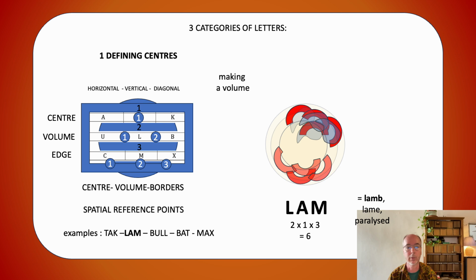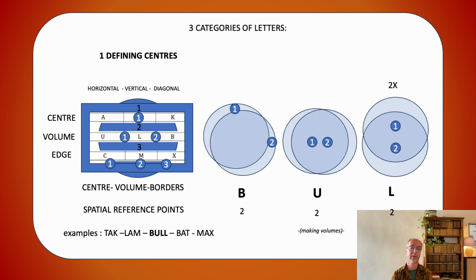Next word, bull. I used this word because it's on the second level. It's all about volume. It's all making a volume. It's the B at the edges, the U in the middle and the L somewhere in the middle. The volume is increasing and the L is even double in the word. So it is making volumes. It's getting more and more volume. That's what the word bull should do.